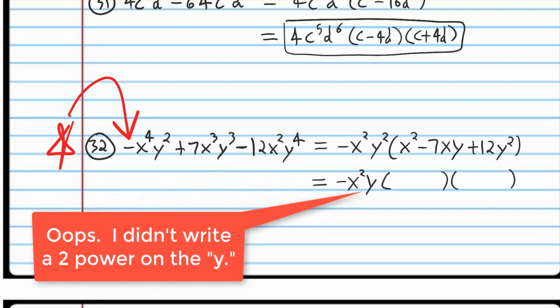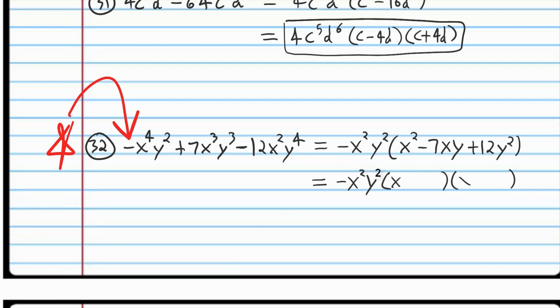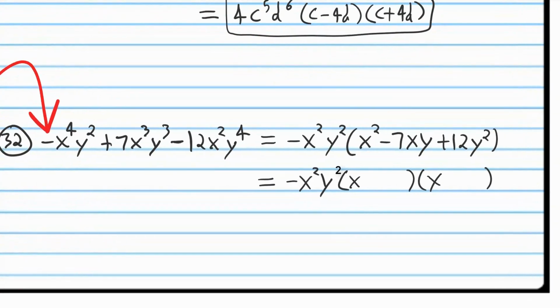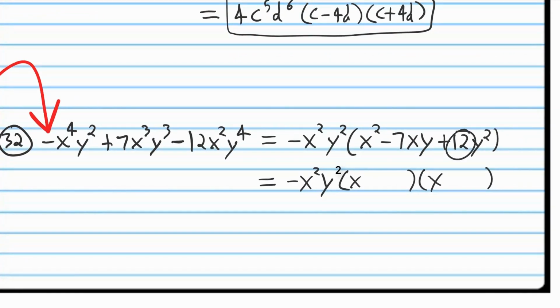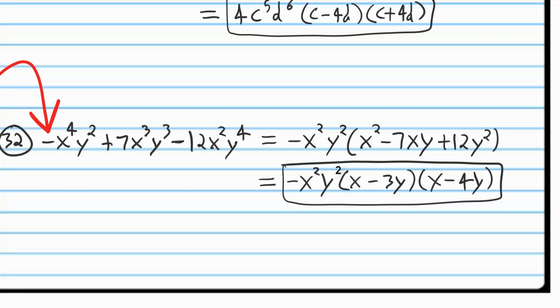We have a quadratic expression with two variables, but we do not have a coefficient on the squared term. So that means it's just what two numbers multiply to 12 and add up to negative 7. It looks like that's going to be negative 3y and negative 4y. So if you got that answer, good job.